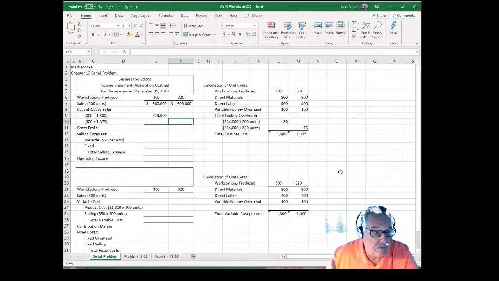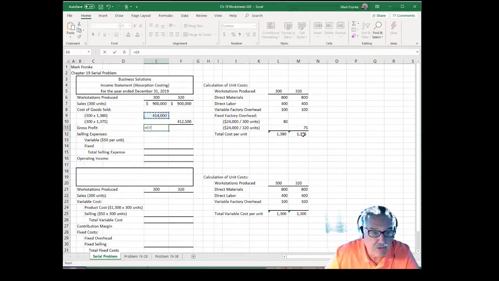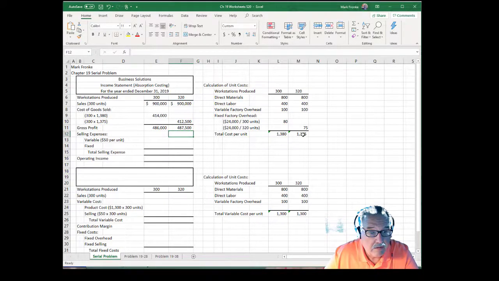But if we manufactured 320 instead of 300, we're going to save that $5. So now I'm going to multiply that times the 1375, and our cost of goods sold is going to go down. So now if we subtract cost of goods sold from sales, we get a gross profit of $486 if we manufacture 300 and $487,500 if we manufacture 320.